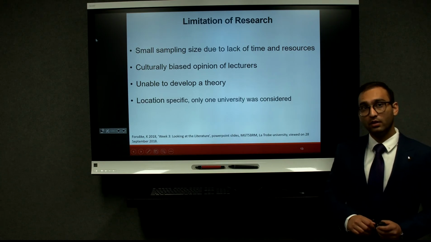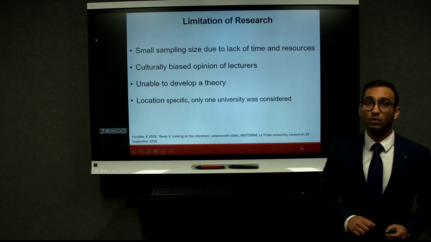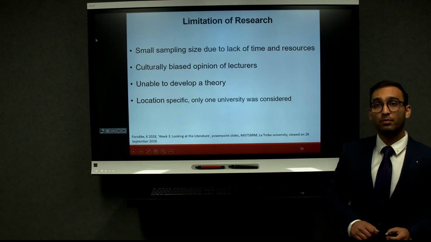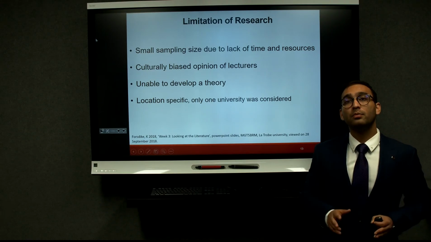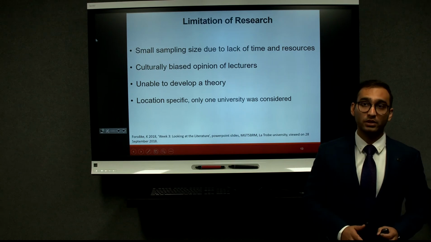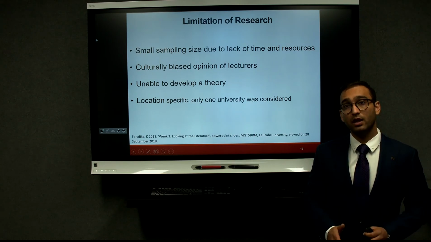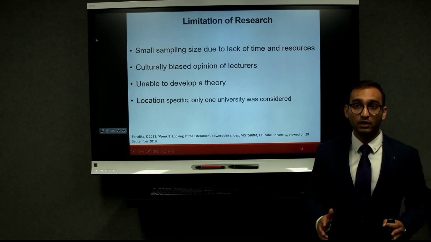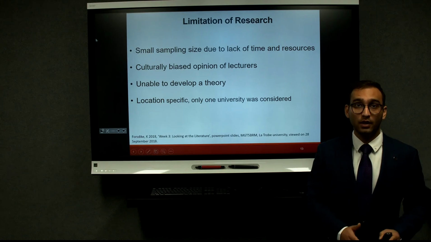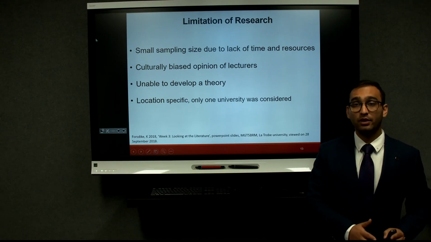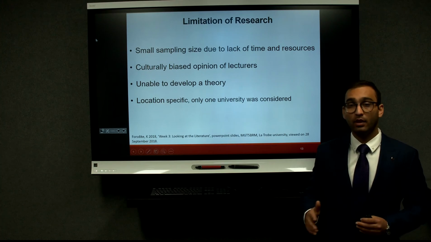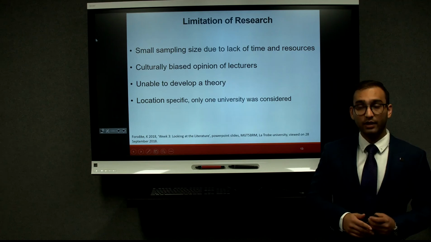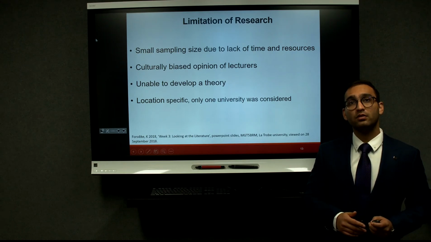Moving on to the next one, the last limitation is location specific. Only one university is being considered. So there is a very strong probability that the problems faced by lecturers at La Trobe University could differ from the problems faced by lecturers at RMIT or Deakin University. So there is a high probability that I might miss out some of the key problems faced by lecturers, as they are from different universities and they might have different opinions about it. So that's about it, and I would move to the reference slide now.